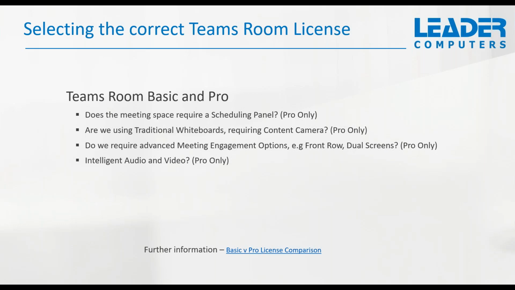Now, some considerations when we're deciding whether we should use a basic license or a pro license. These are some of the questions you need to ask your customers. Are you going to be using a scheduling panel? Do you have a scheduling panel outside of your room that is paired to your MTR device to alert your customers whether the room is in use or available, or to allow your staff to walk up to the room, start an ad hoc meeting and book the room ad hoc? If you do want to use that scheduling panel and pair it to your MTR device, you will need the pro license.